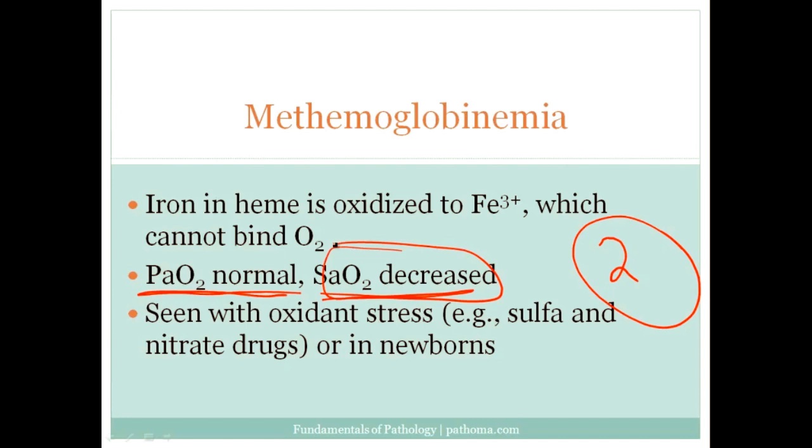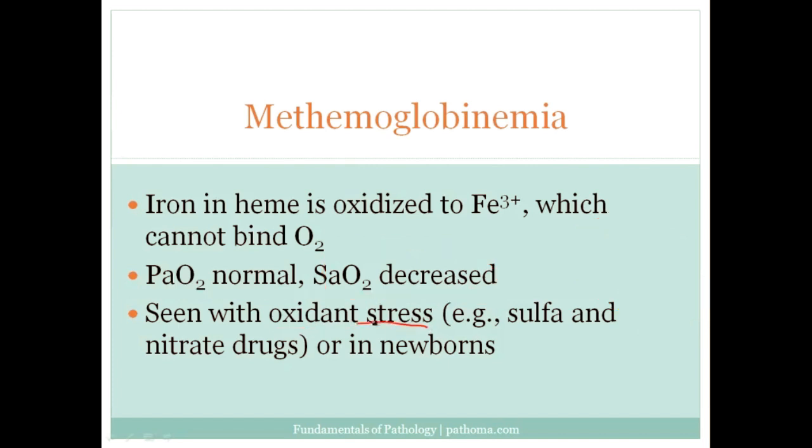Now, the next point to be aware of in this context is in what clinical context would we actually see methemoglobinemia? And classically, it's seen with oxidant stresses. Oxidant stresses would actually have the ability to oxidize the iron. So what are some oxidant stresses? Well, sulfa drugs are oxidant stresses. Nitrate drugs are oxidant stresses. Those are the classic ones, and those are the way by which they tie in a little bit of pharmacology on examinations. Another group of patients that can actually develop methemoglobinemia are newborns.